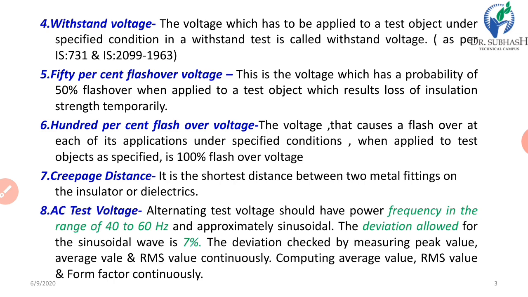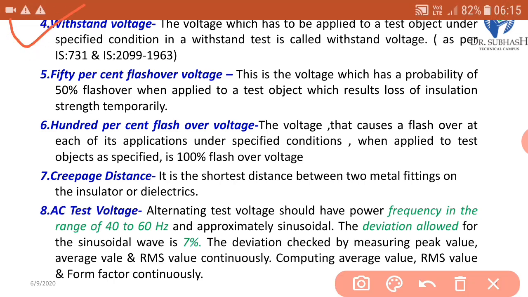Then withstand voltage. The voltage which has to be applied to a test object under specified condition in a withstand test is called withstand voltage. As per the IS 731 and IS 2099-1963. So this definition is as per standard.